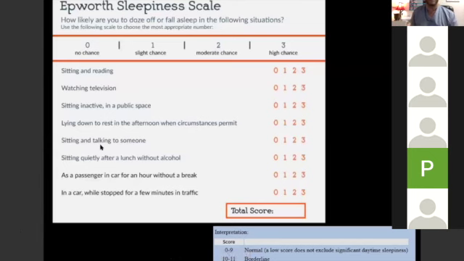Now, there's also this Epworth sleepiness scale, and I don't do this routinely, but sometimes I'm trying to tease out if someone has tiredness during the day. And you can run through this, how likely are you to doze off when you sit and read, watch TV, lying down to rest in the afternoon, sitting, talking to someone, and you come up with this score, and an abnormal score would show you that you do have tiredness or sleepiness during the day.